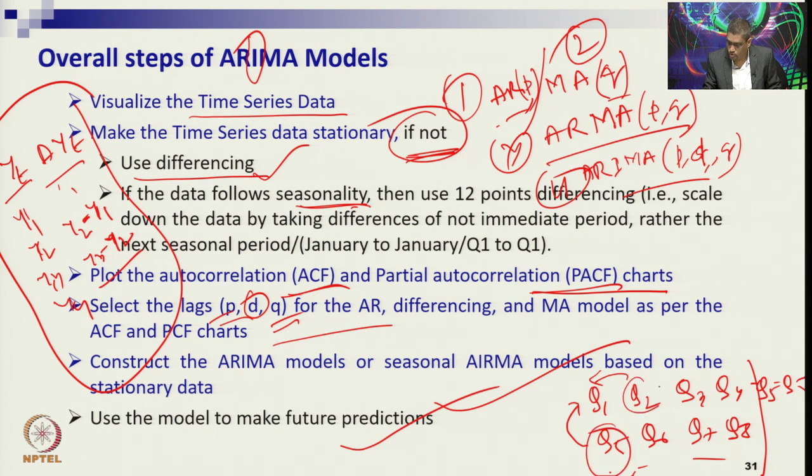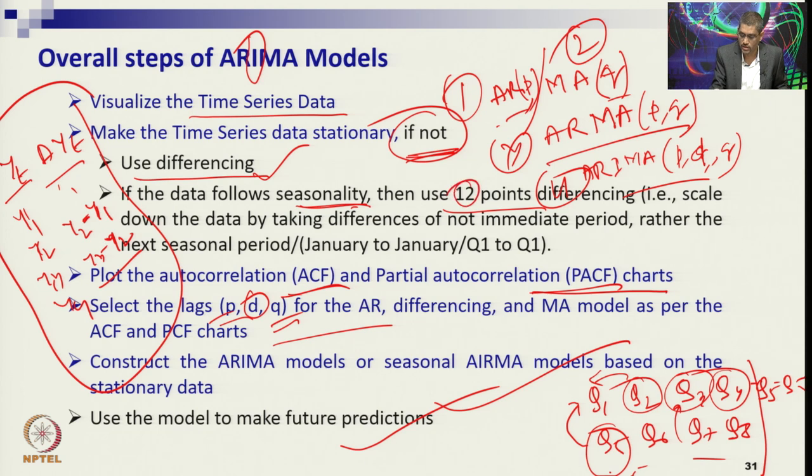This is your June quarter. This is your January quarter, last quarter. This is your December quarter. So quarter to quarter differencing you have to do. Look at here. If the data follows seasonality, then use 12 points differencing. Scale down the data by taking difference, not the immediate period. 12 point means it's monthly, if it is monthly. But if it is quarterly, then you can take 4 period.